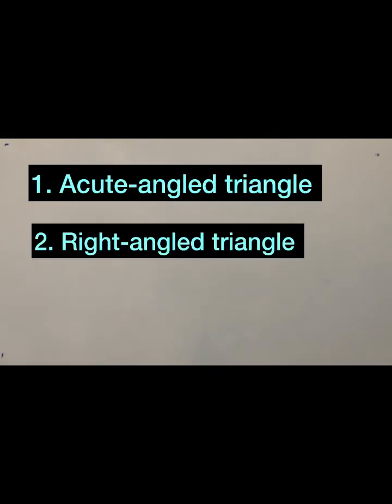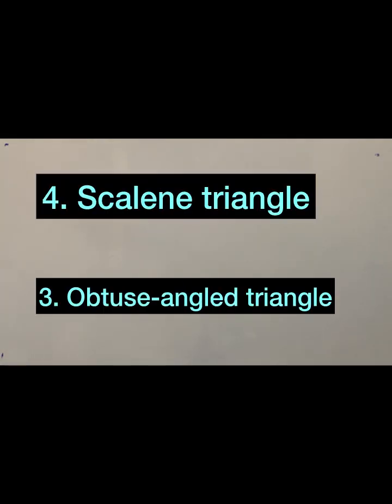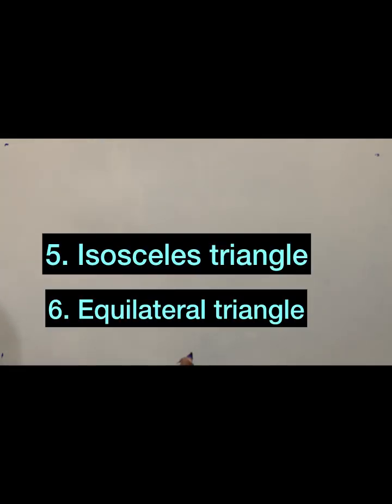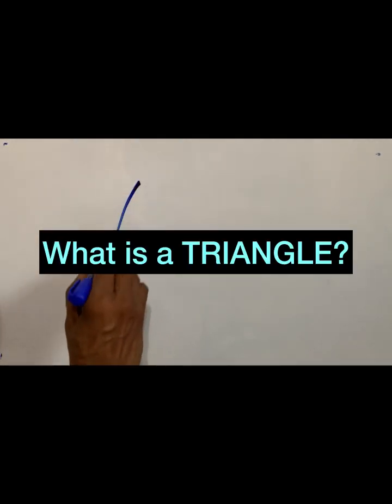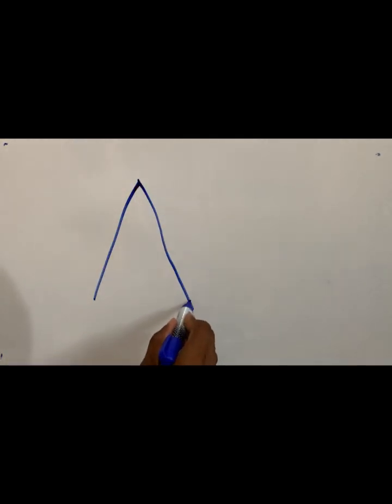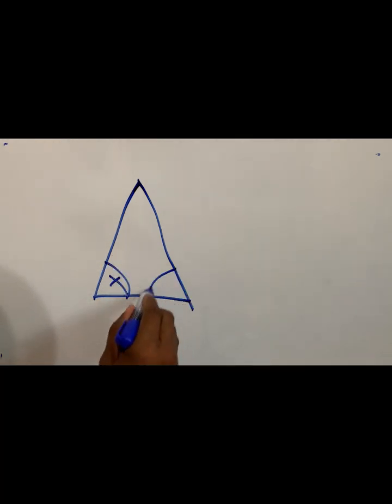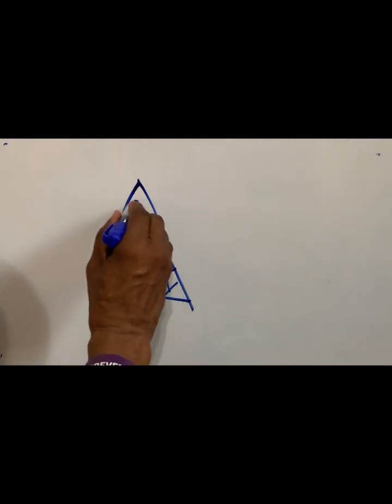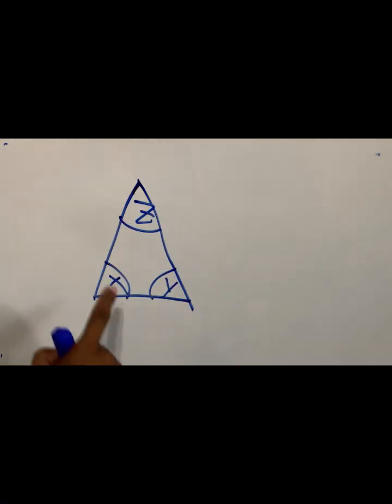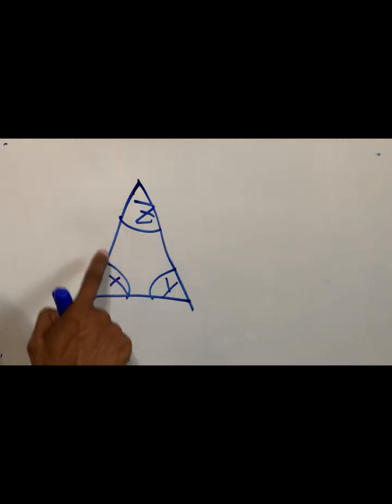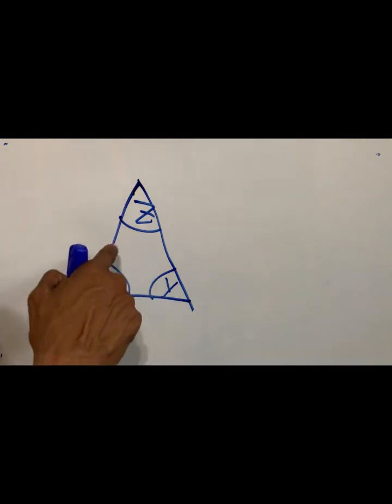So let's talk about the 6 different types of triangles that we'll be discussing today. First, let's know that a triangle is a 3-sided figure with 3 angles in there. X, Y, let's call this Z. Okay? It's a 3-sided figure, 1, 2, 3 sides, and it has 3 angles.